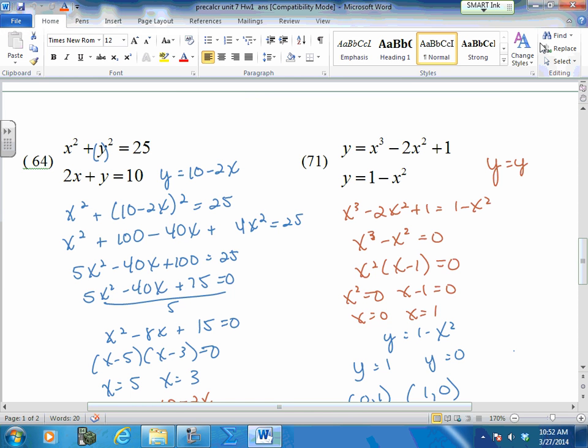But see, that's a problem with y equals y. When you set this up, you got y equals the square root of 25 minus x squared, plus or minus. You actually have two equations. So do you make it a negative? You got to do it twice.